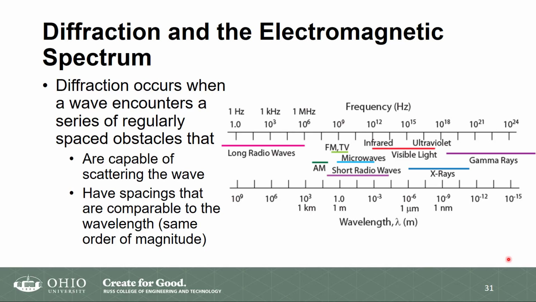And so you see this chart, which gives you the electromagnetic spectrum, right? So the very first class, we talked about how the electromagnetic spectrum is a stimulus for a particular property. I'll leave you to look back to your notes to figure out what that property is. But basically, waves exhibit this property known as diffraction. So diffraction occurs when a wave encounters a series of regularly spaced obstacles that are, one, capable of scattering the wave. So that means that basically the wave is not able to penetrate completely through. And two, these obstacles have spacings that are comparable to the wavelength of the wave.